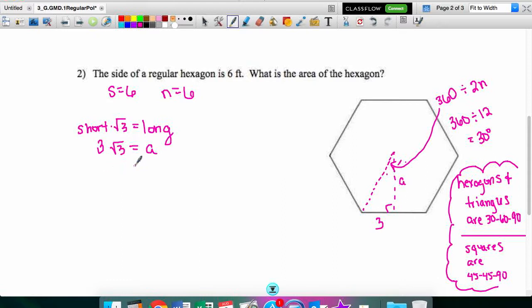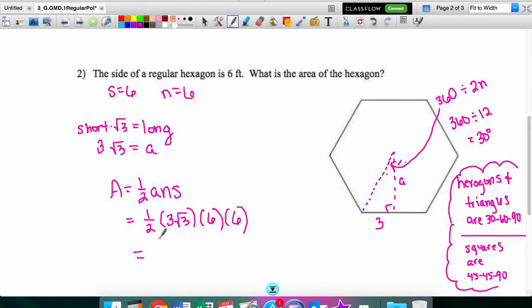Giving us our a value, we have our n value, we have our s value, and we're ready to solve for our area. Area equals 1/2 a n s. Let's plug in our values. 1/2, our apothem, 3 radical 3, and notice that I'm keeping it exact as long as possible. Our n, the number of sides, happens to be 6. There are 6 sides. And our side length happens to also be 6.